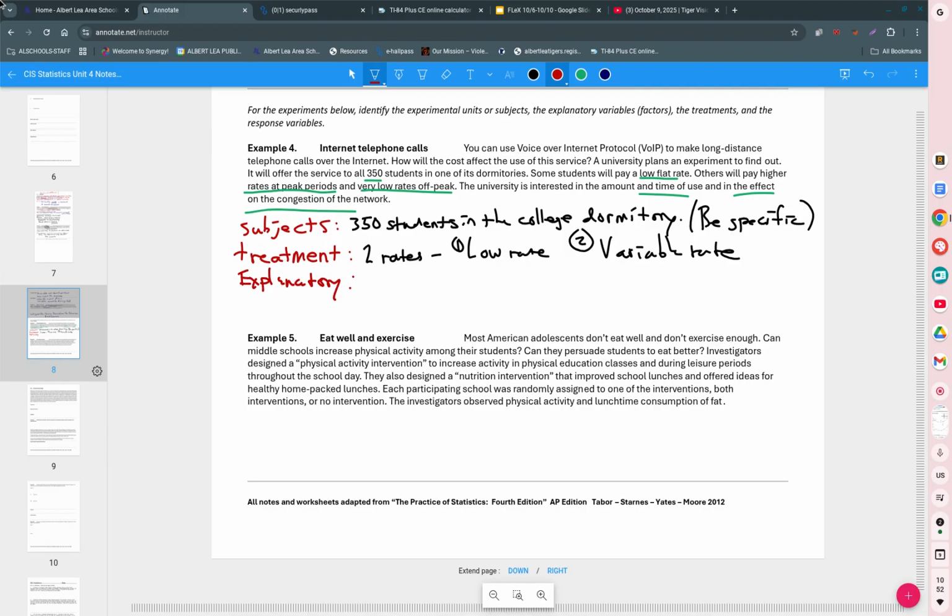The explanatory variable, okay, that's what's causing the change. And what's causing the change? Well, it's the different types of rates. The treatment and the explanatory variable should really be the same, okay?